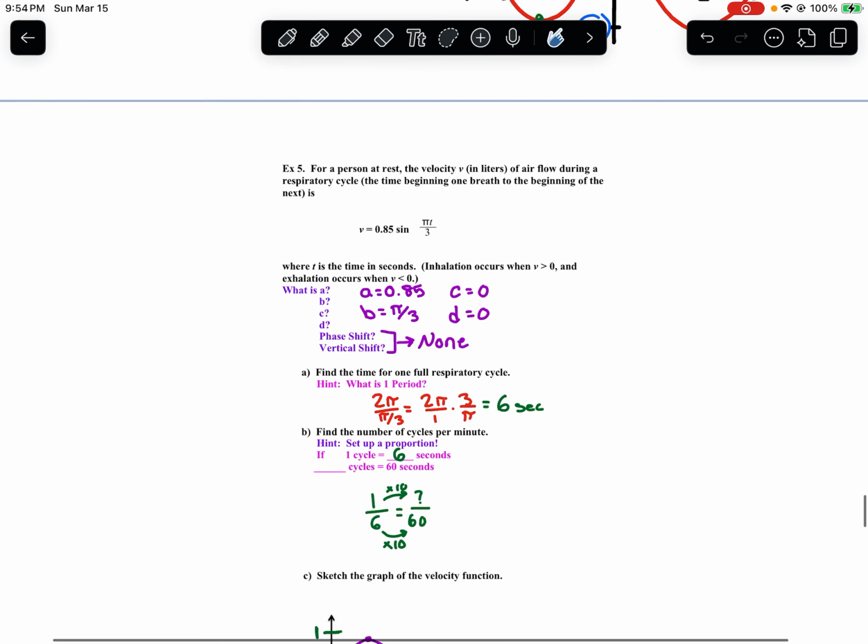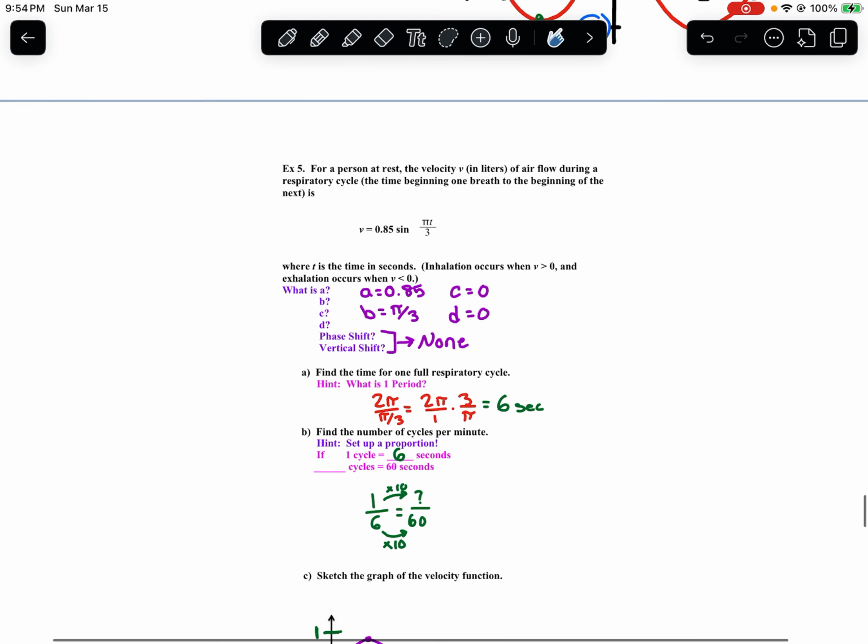And so if we want to find the time it takes for one full respiratory cycle, we can find the period like normal. We can do 2 pi divided by our b value, which since it's pi over 3, in this case would be in seconds. I'm going to keep it as the 2 pi, so I'll go 2 pi divided by pi over 3, which, like the last couple that we've kept in terms of pi, 2 times 3 is going to get us 6. So that's telling us that each cycle here is going to be 6 seconds.